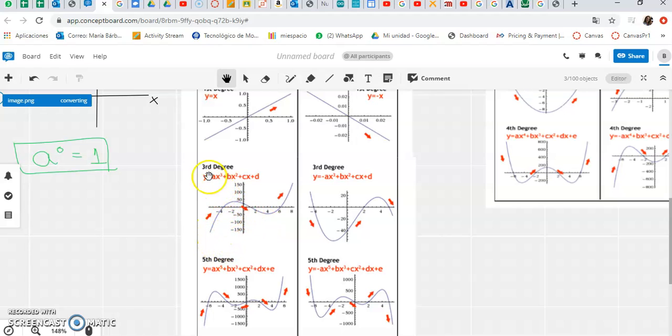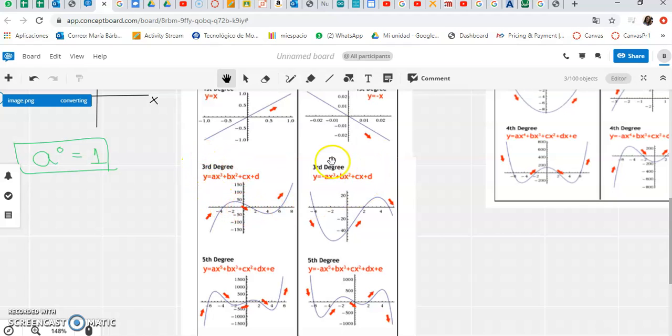But as this is a third degree polynomial, you're going to find 3 roots. If the 3 roots are real number roots, they are going to cross here, here, and here through the x-axis. And you're going to find 3, 1, 2, 3, because this is a third degree function.